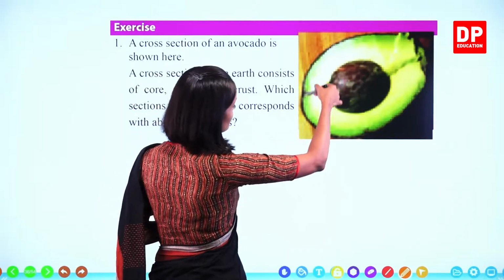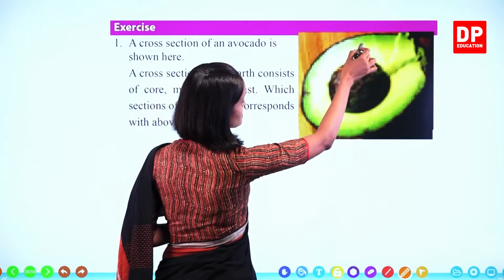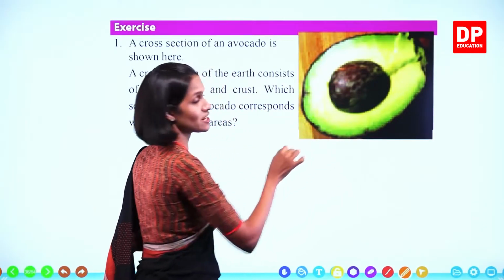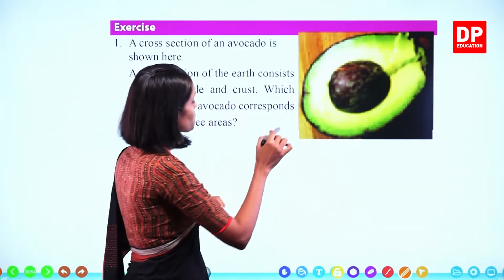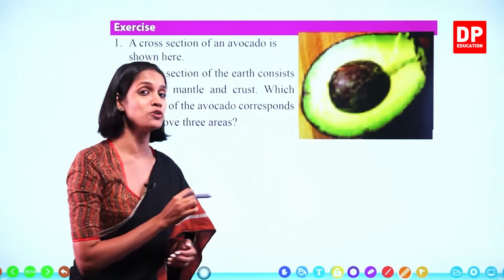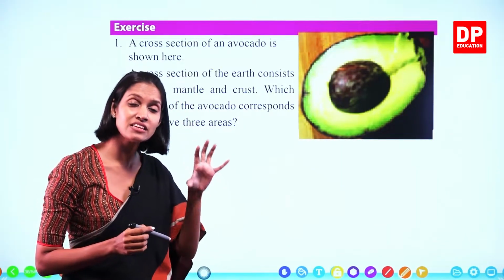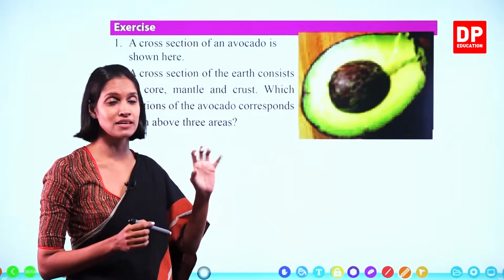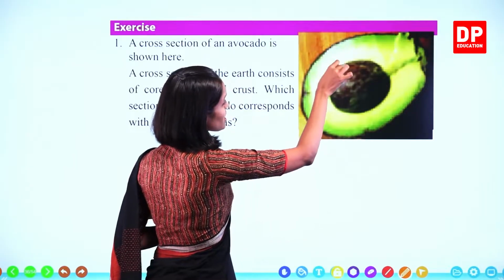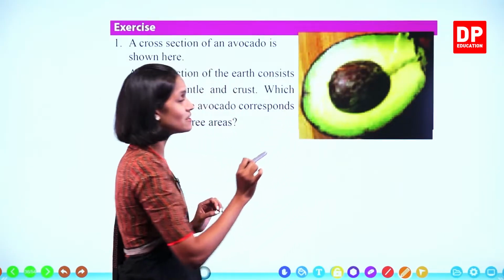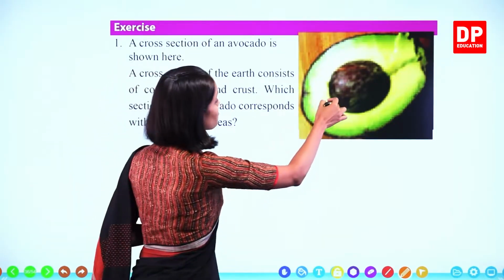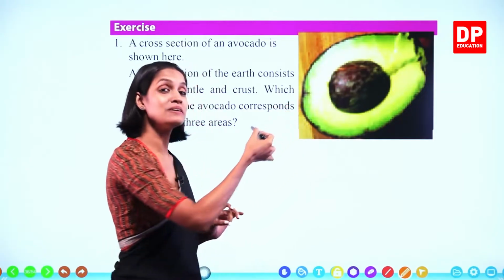So when we consider the avocado, there are three main parts. The peel or the skin, the flesh part, and the seed, right? So what can you tell about the peel? Isn't it similar to the crust of the earth? You all know that the crust of the earth is the outermost, thinnest layer. So we can consider that peel as the crust. The innermost part is the seed here. So what is the seed then? That is the core, right? And what about the flesh part, children? That would be the mantle.